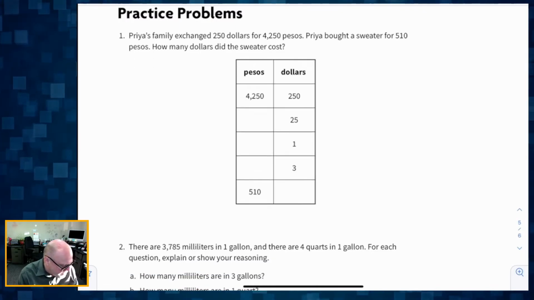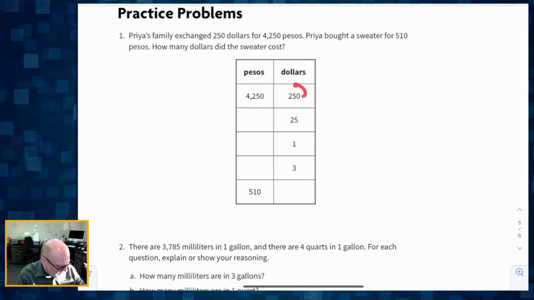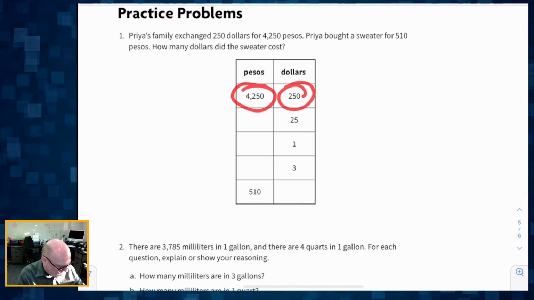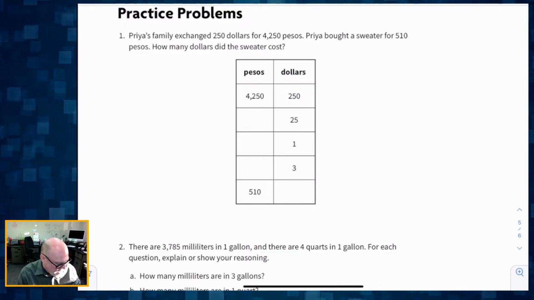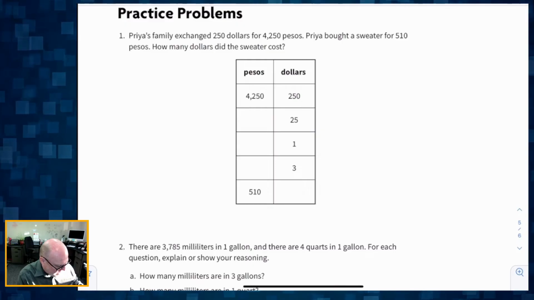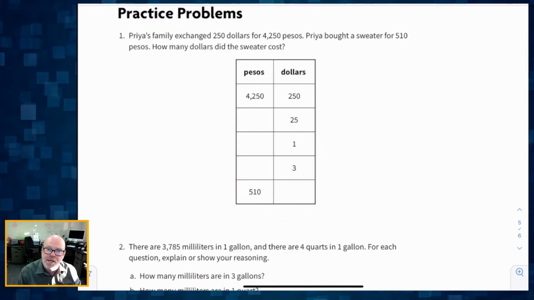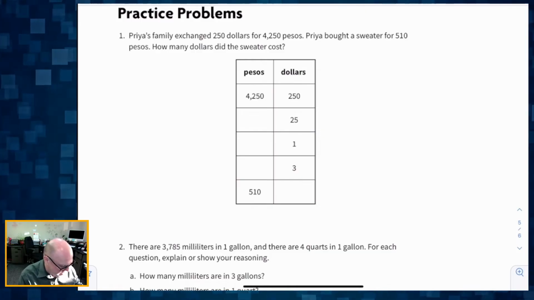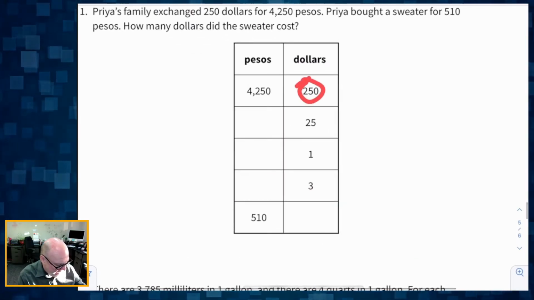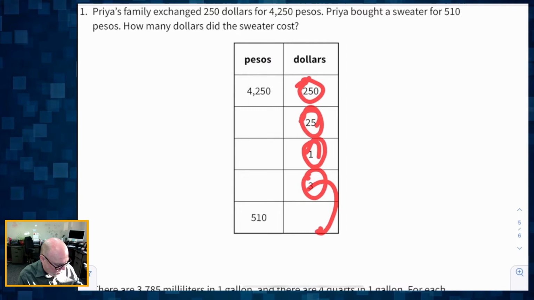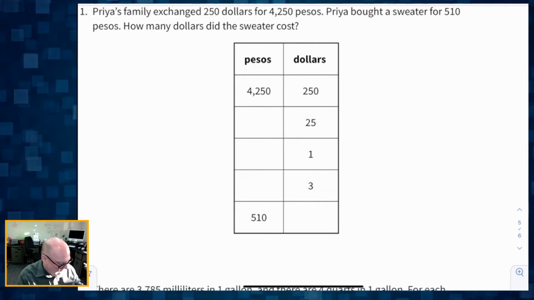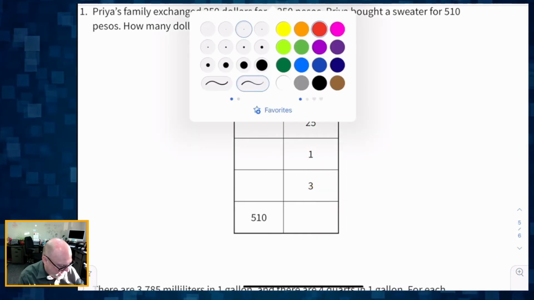All right, so Priya's family exchanged $250 for 4,250 pesos. Priya bought a sweater for 510 pesos. We want to know how much did the sweater cost in dollars. All right, so what they're doing is they're guiding us towards a nice solution system, kind of like a recipe, like I was saying.